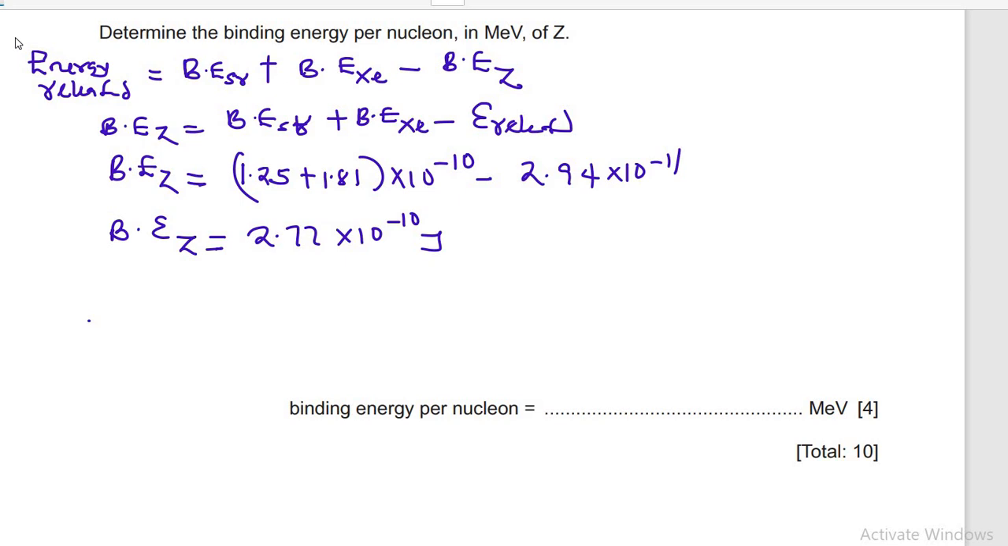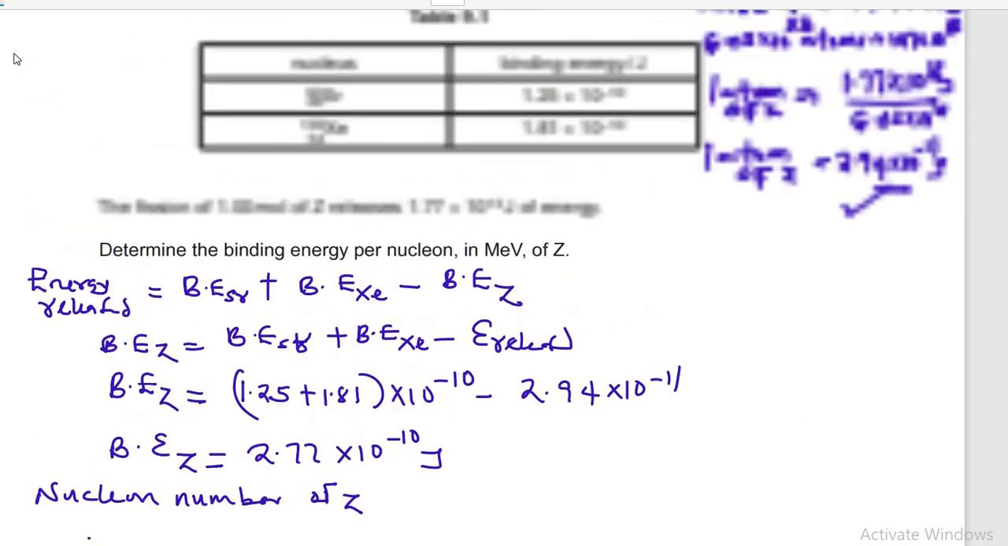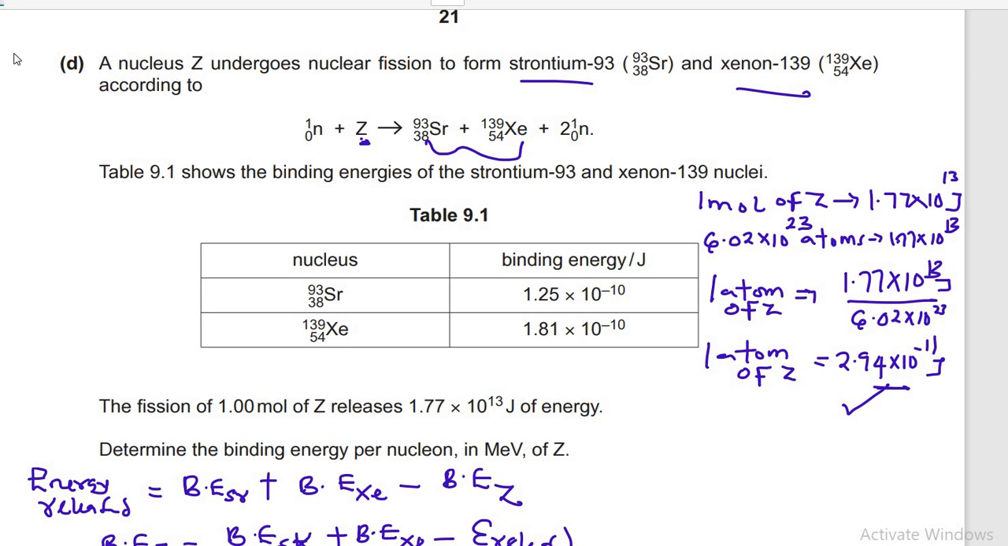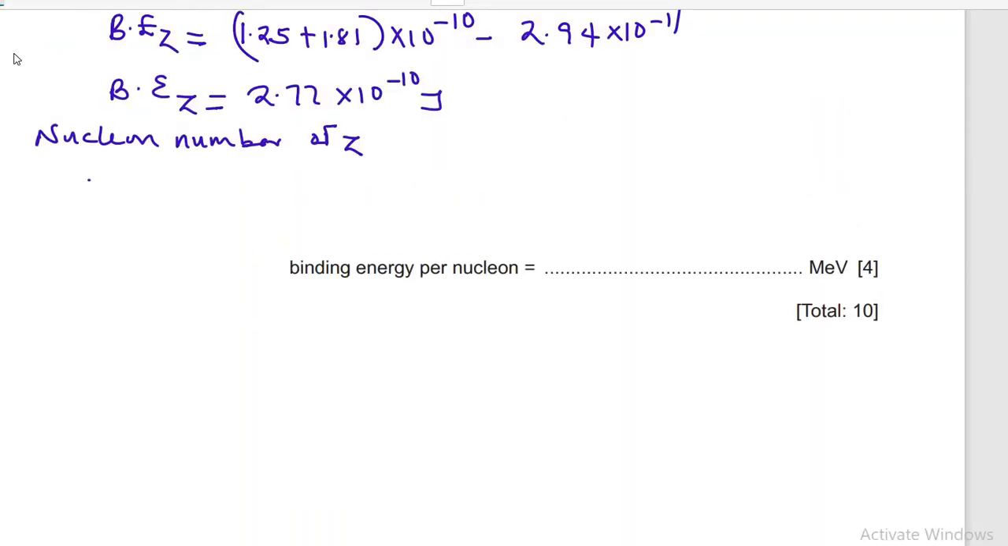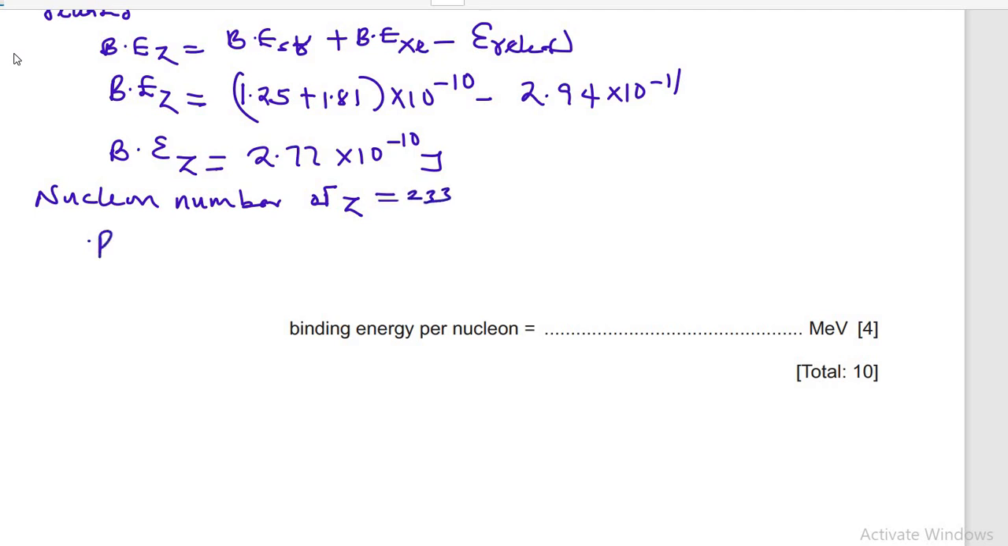But the question asks us to find binding energy per nucleon. So let's get the nucleon number of Z. From here, 1 plus X equals 93 plus 139 plus 2. So X will be 93 plus 139 plus 2 minus 1, which gives us 233. That's the nucleon number of Z.